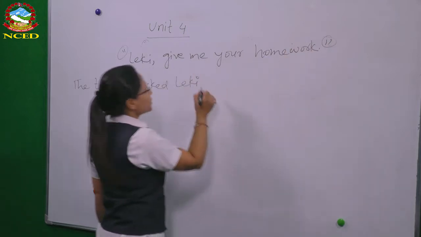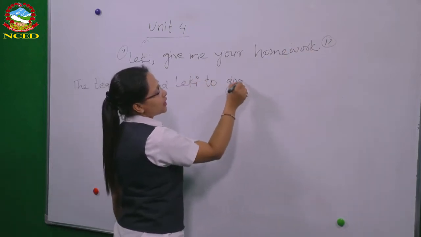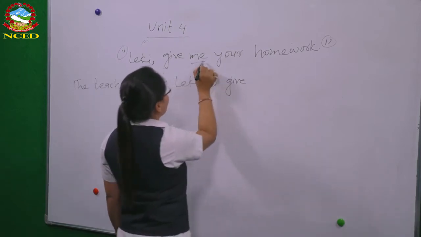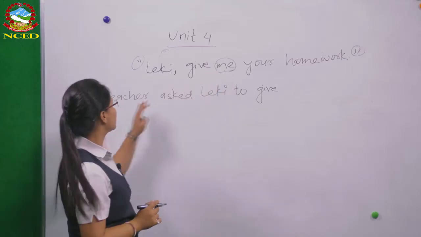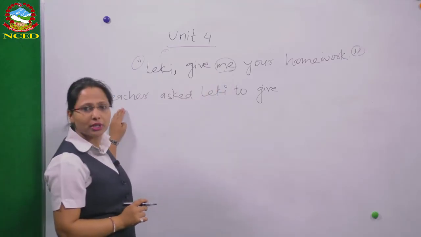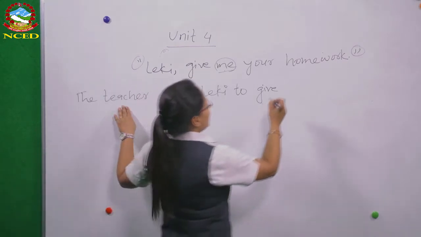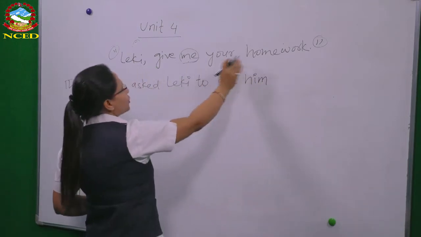And what do we use? We use to give the same. We don't change the tense of the verb. Now me is a pronoun here because it is a first person pronoun. We need to change it according to the subject of the relative clause. So the me here becomes him, right? And your homework.